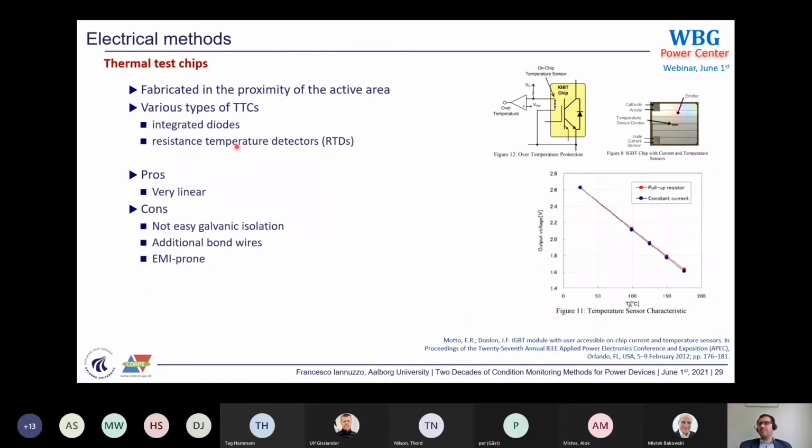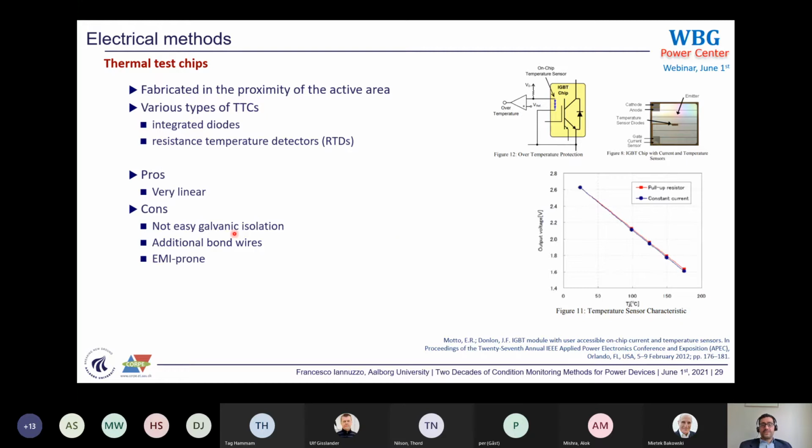The other drawback of using resistance detectors is that they are larger than diodes, so you tend to use diodes because they are smaller. Very linear, by the way. You can see a picture here that is impressively linear, very good sensitivity, not bad. This is voltage, by the way, not millivolts, it's volts, right?